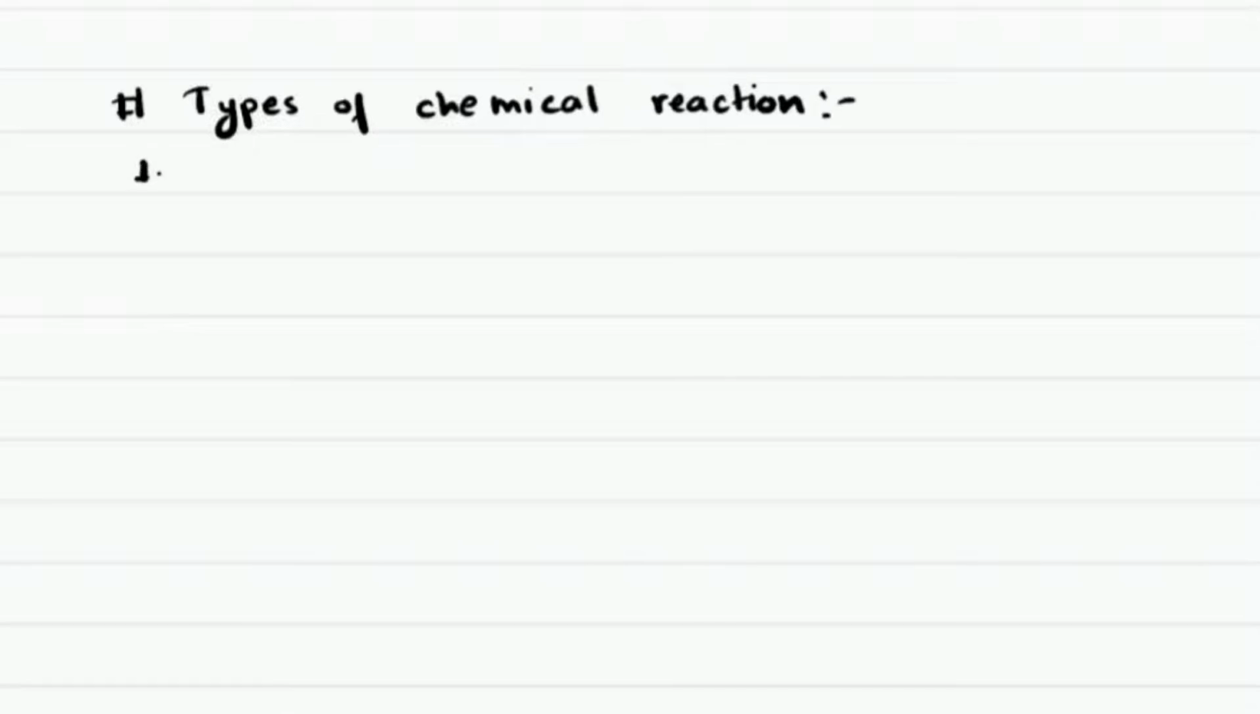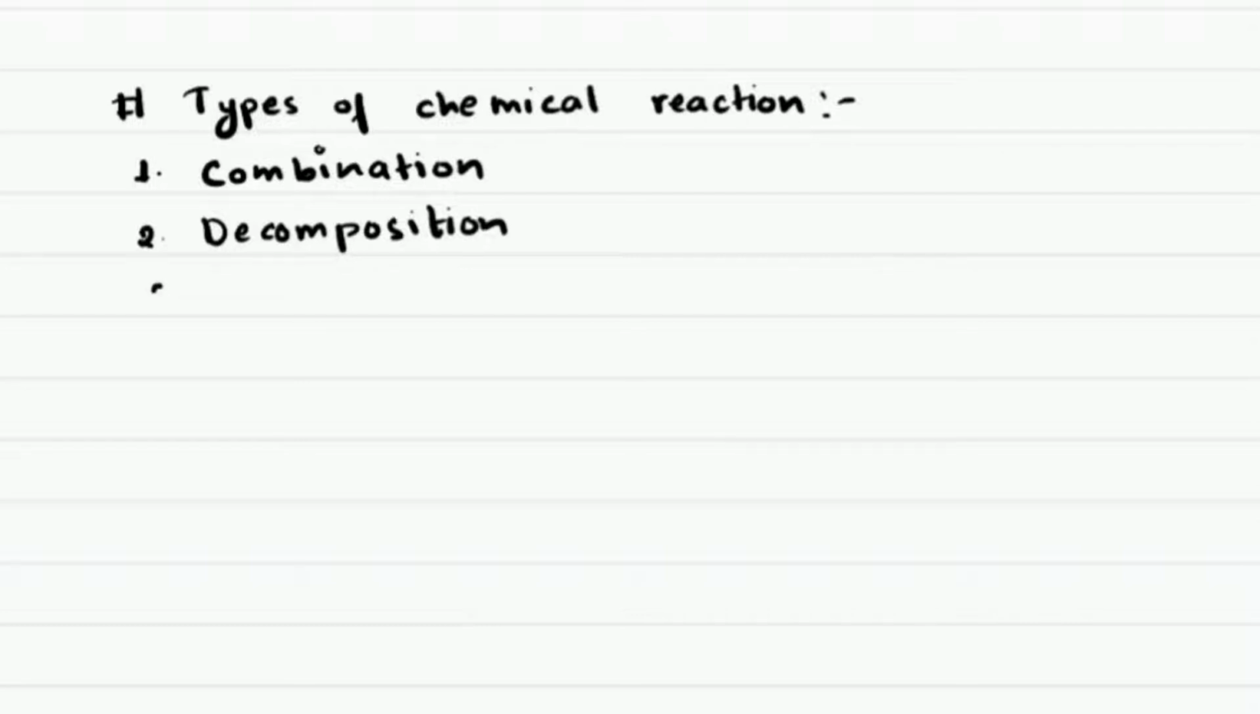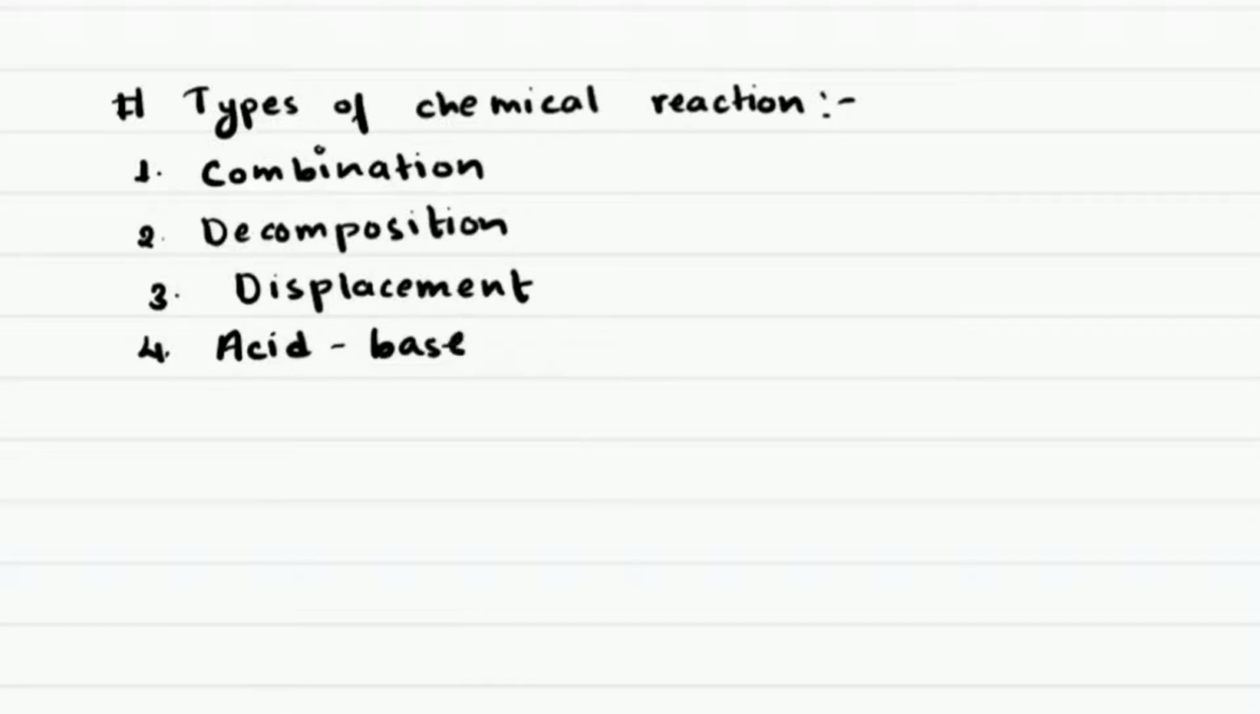So we are going to talk about 5 types of chemical reaction in this video, and they are combination reaction, decomposition reaction, the third one is displacement reaction, acid-base reaction, and finally oxidation-reduction reaction.